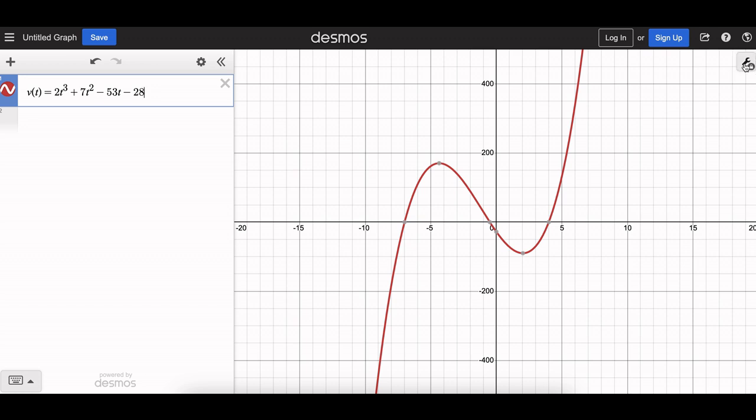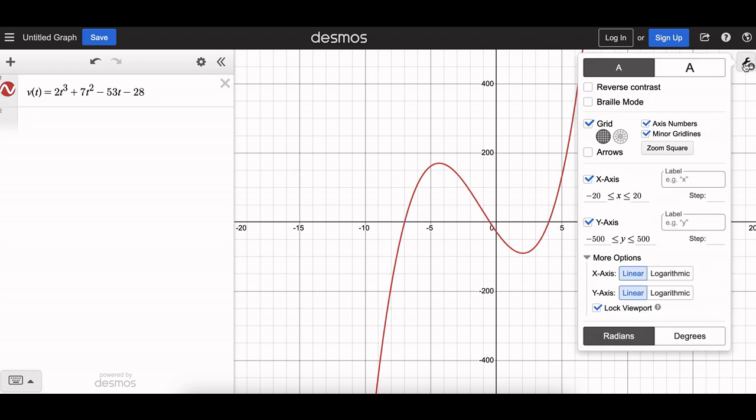For this one, if you want a better view of the graph, just click on the graph settings option. Here I have the x-axis between negative 20 and 20, and the y-axis between negative 500 and positive 500. And here I've locked the viewpoint so that I can't accidentally zoom in or zoom out. This isn't necessary. It's just a way for me not to mess up the appearance of the graph.